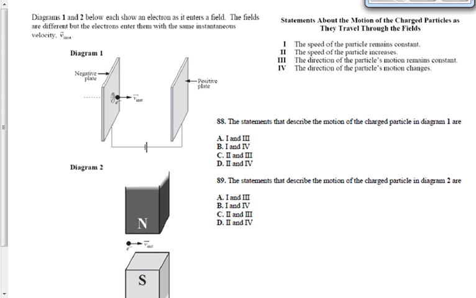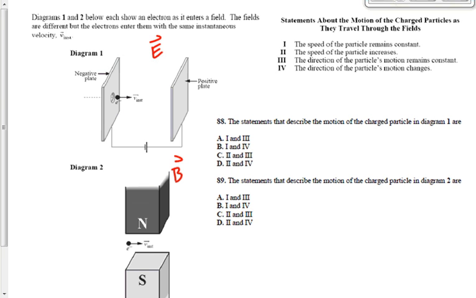This says diagrams 1 and 2 below each show an electron as it enters a field. The fields are different, but the electrons enter them with the same instantaneous velocity. Before we read anything else, we can identify that this would be an electric field and that this would be a magnetic field. So if we've spotted that, then we should write that down.